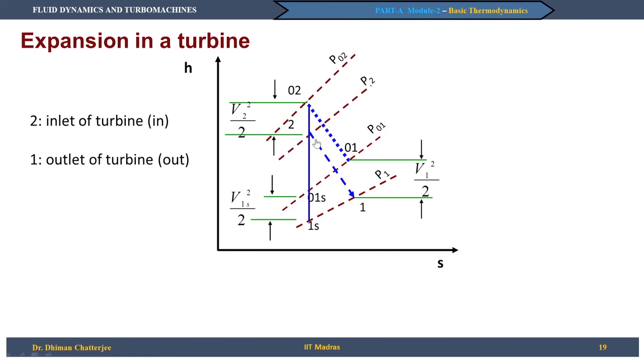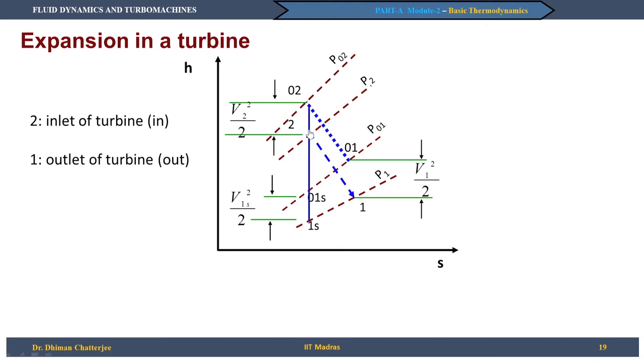We are talking about the turbine, the inlet is at 2 and outlet is at 1, and we see that there is an expansion, there is a reduction in pressure, there is a reduction in enthalpy from 2 to 1, which is the actual process. Whereas, in the ideal case, in an isentropic process, there is no change in entropy, and from 2 it would have come to 1s. This letter s here denotes that s is constant, the isentropic process.